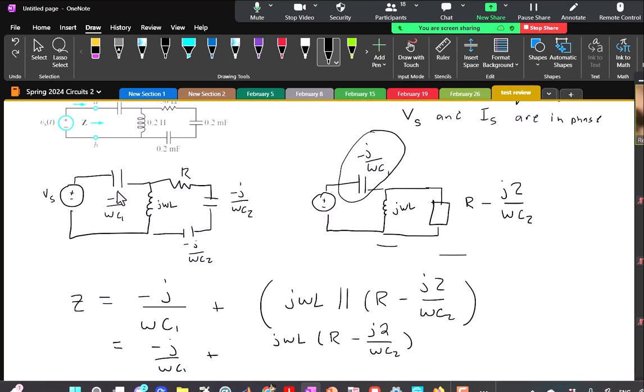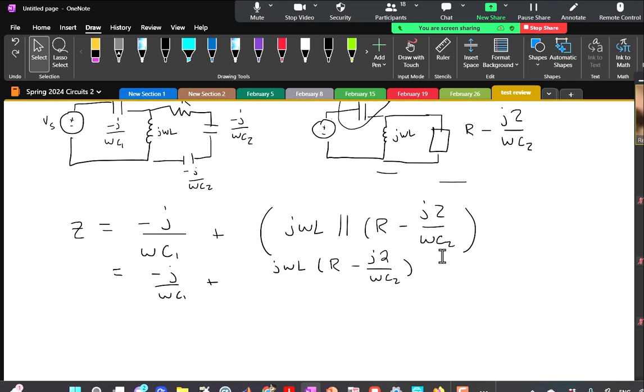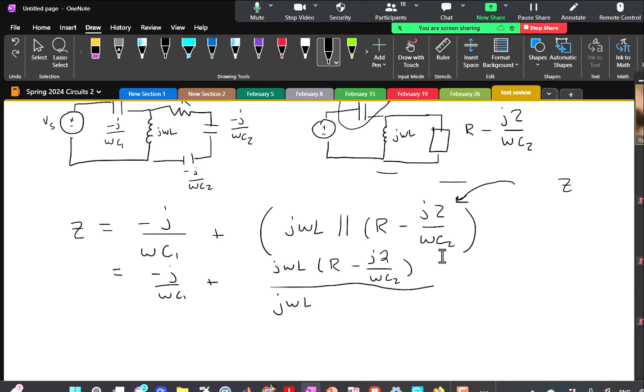By the way, my Z's and 2's look identical, except that's why I always cross my Z's. And so when you see something that looks like that, it's definitely a 2, because if it was a Z, it would have a cross. I always put a cross in my Z's and never in my 2's. And then over the sum, which would be j omega L minus j2 over omega C2 plus R.